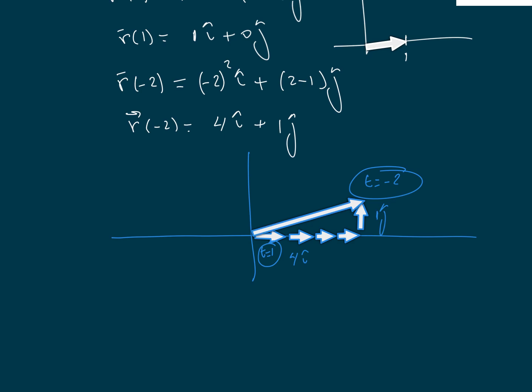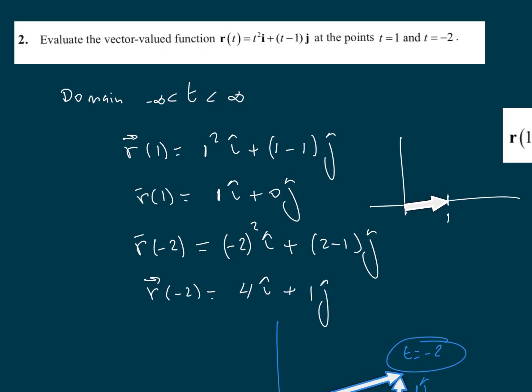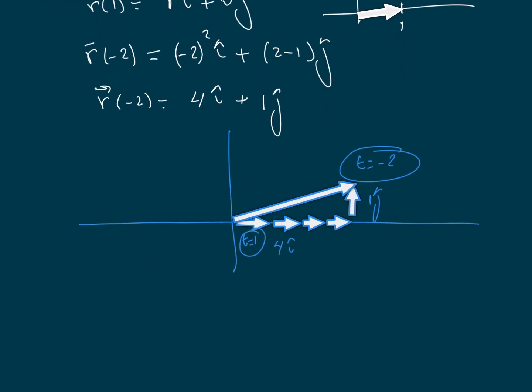Meanwhile, after t equals minus 2, there are times like t equals minus 1 and t equals 0, and the vector is, for example, for t equals 0, plugging 0 here, minus 1j. This is the vector minus 1j at t equals 0.